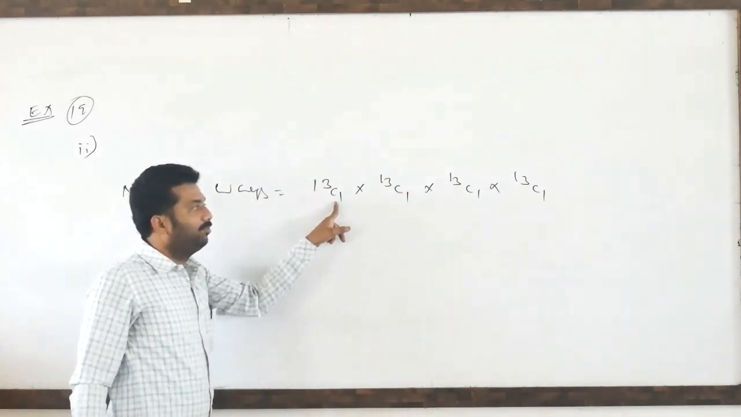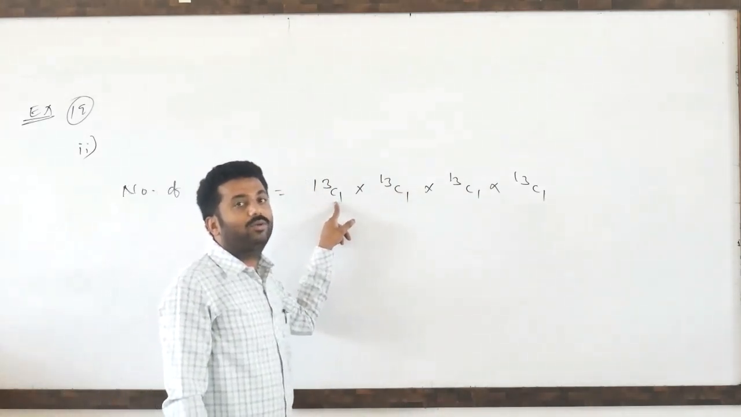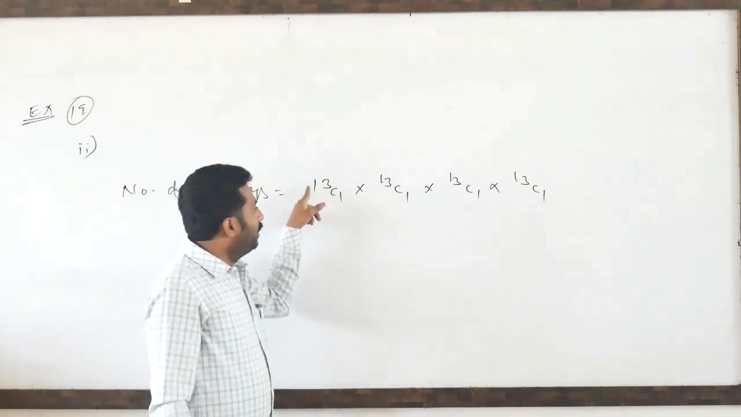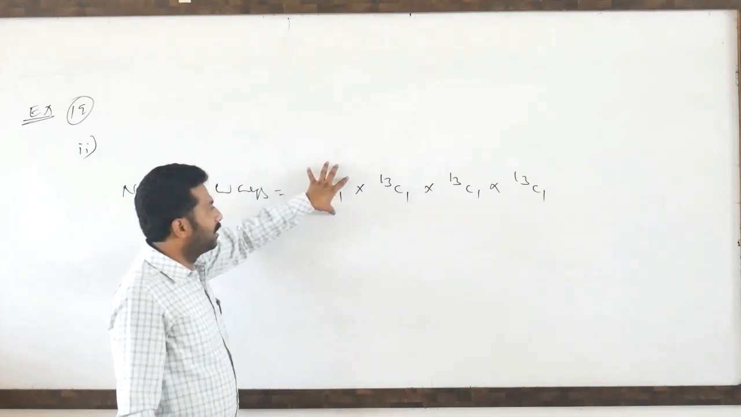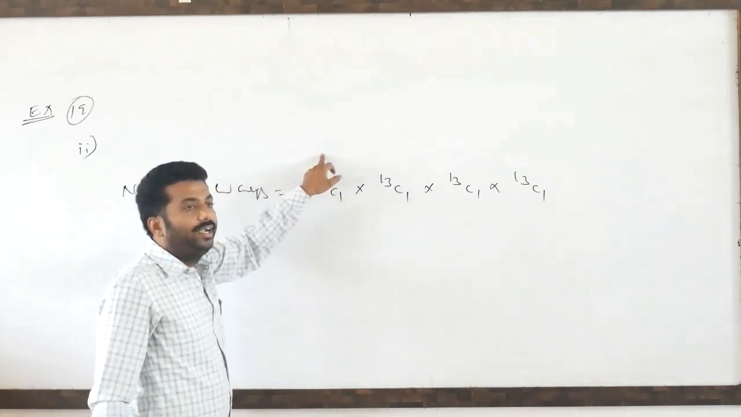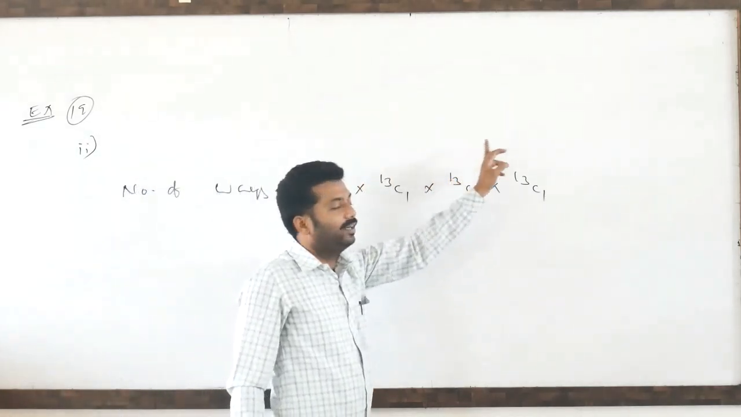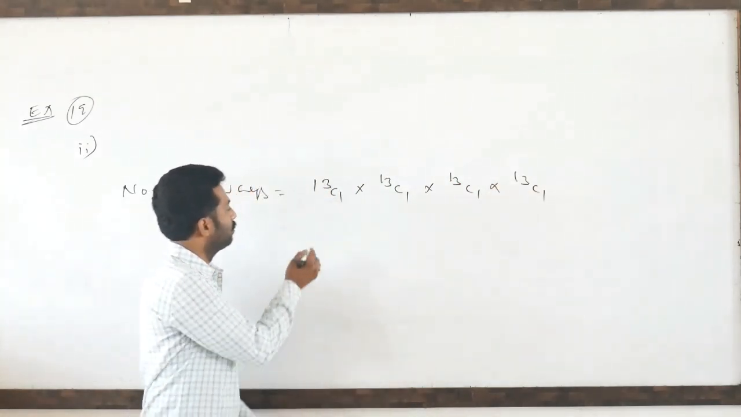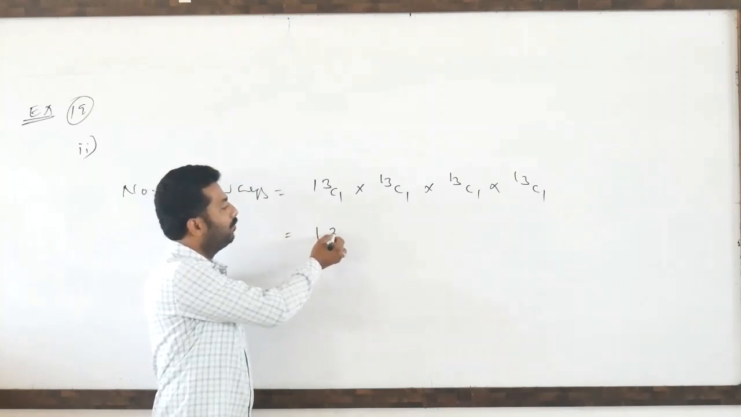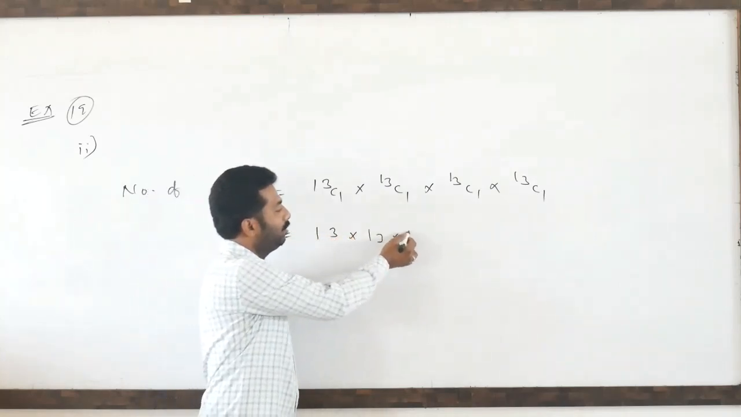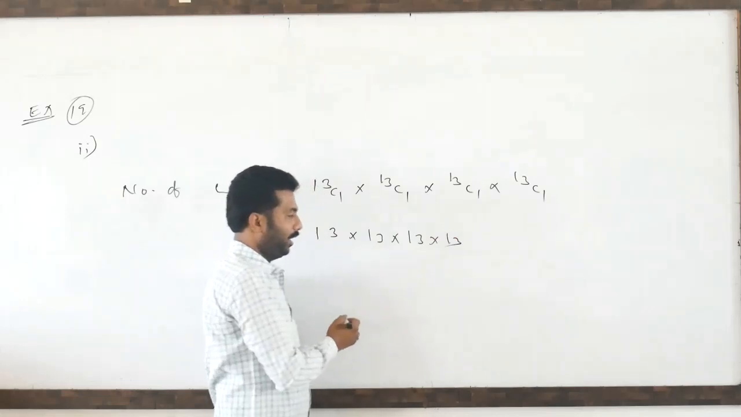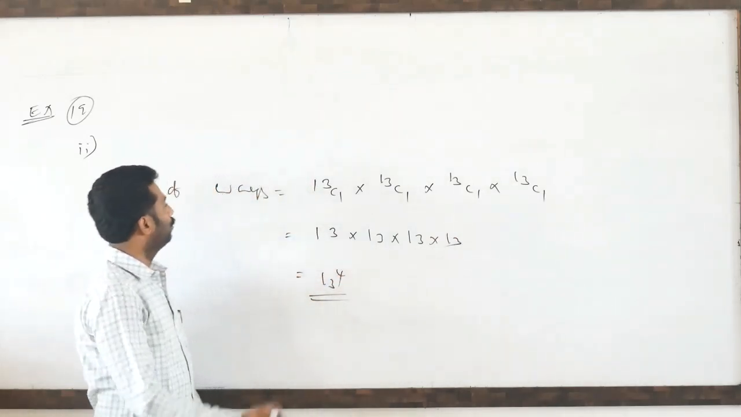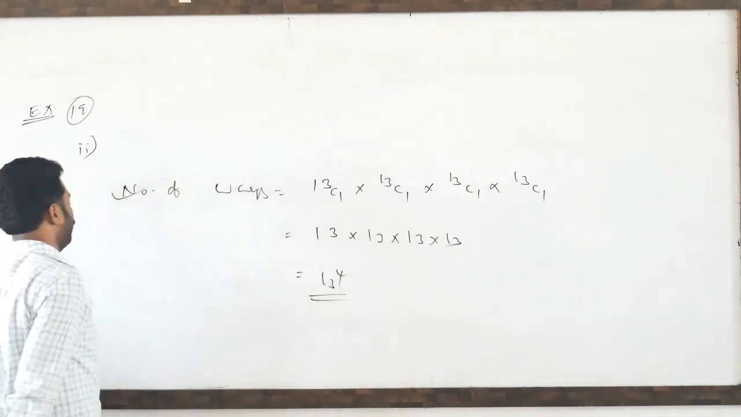If you select only 1 card, our work is not completed, because we have to select 4 cards. So first card from the heart AND diamond AND spade AND clubs. The word AND means multiplication. So 13C1 means 13 into 13 into 13 into 13. So this is 13 to the power 4. This is the required number of ways.